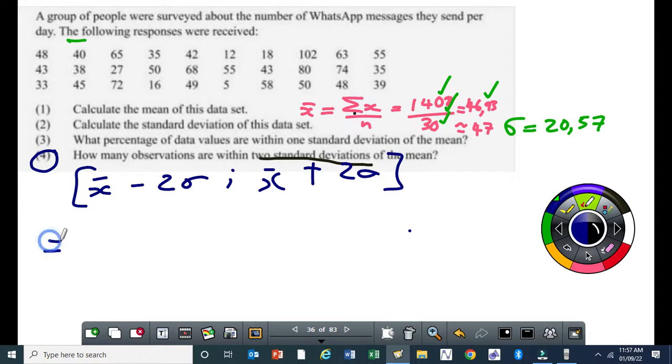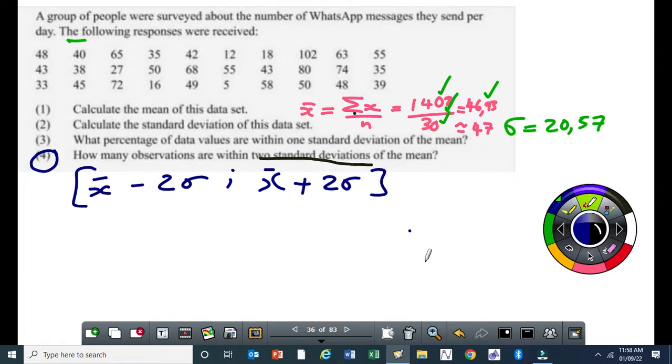So if you do the calculation, this will be 46.93 minus 2 times the standard deviation. Okay, can you check for yourselves? Because my e-beam needs to be fixed. Just carry on and find that interval.